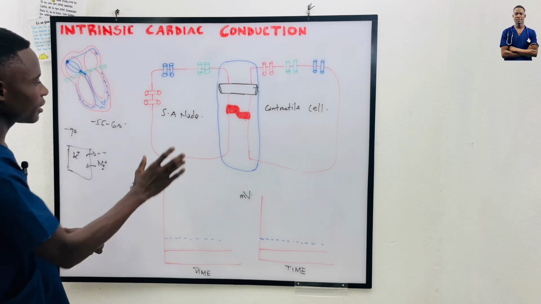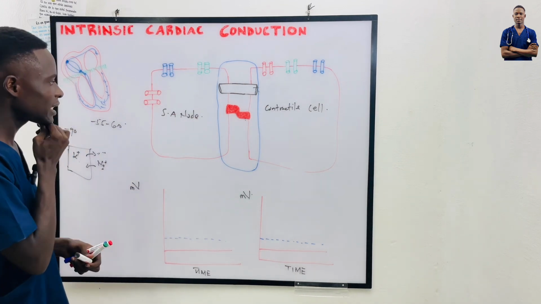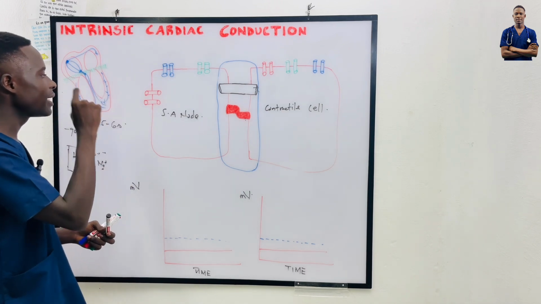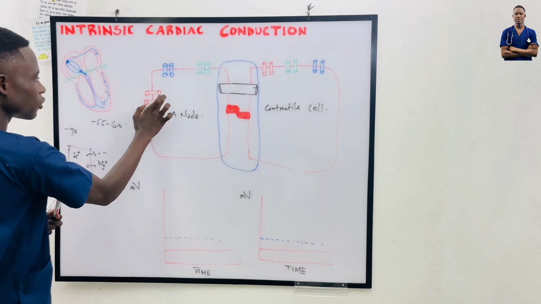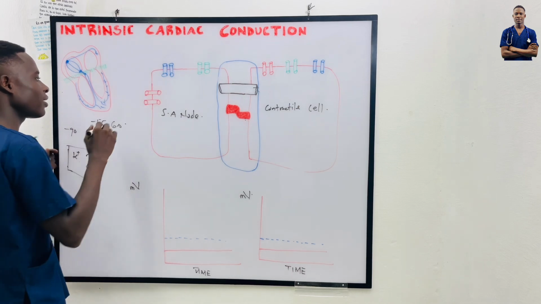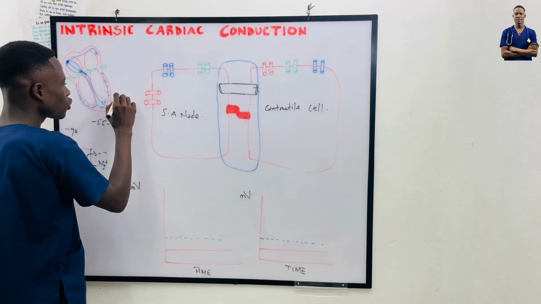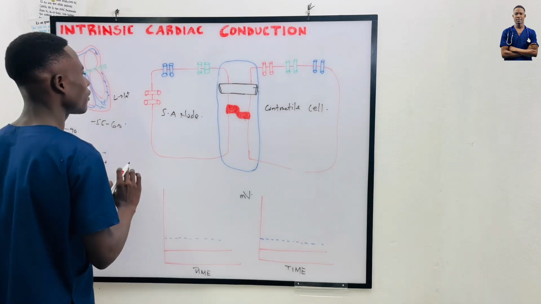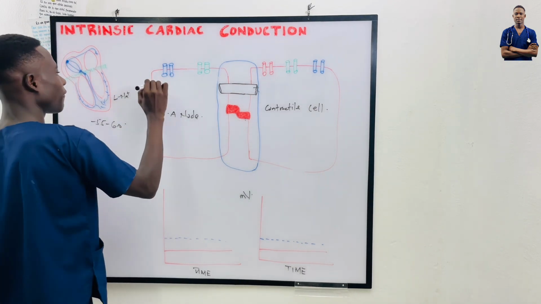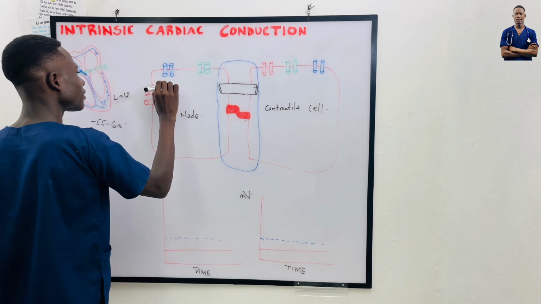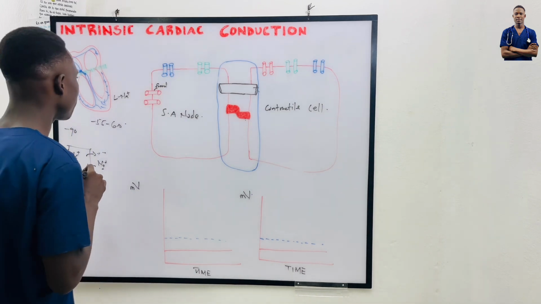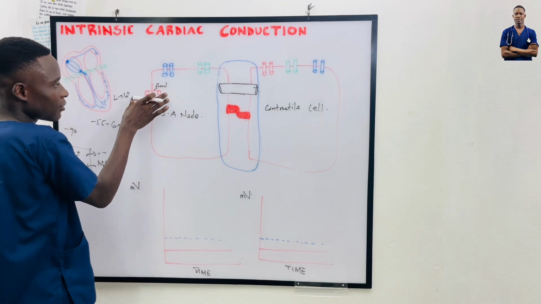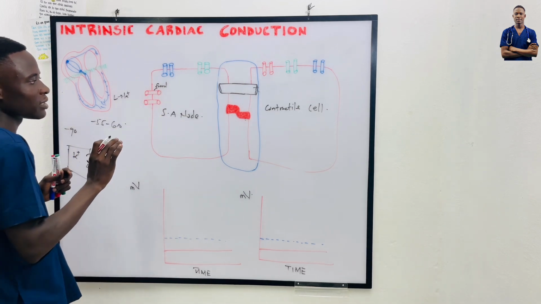Now, if you take the SA node, one thing is it has a leaky channel. There's a leaky sodium channel. This sodium channel is the L-type, that is the low sodium channel. And this sodium channel is leaky, so we call it the funny channel. That's causing a funny current. You understand?